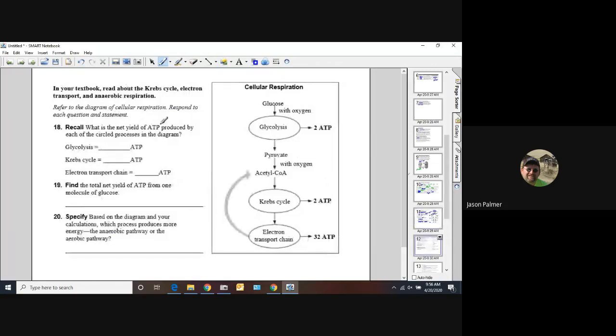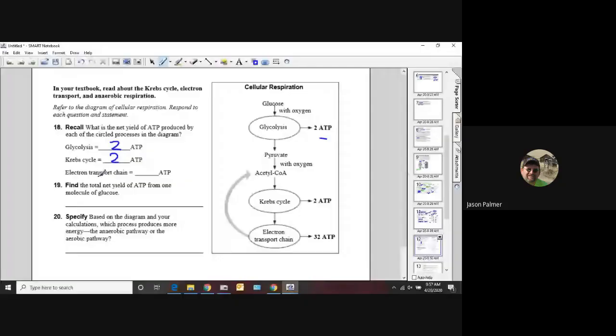What is the net yield of ATP produced by each of the processes in the diagram? Glycolysis, so we got 2, Krebs cycle 2, and we get 32. So the total yield is 36. Based on the diagram and your calculation, which process produces more energy, the anaerobic pathway or the aerobic? And it's pretty obvious. Down here, this is the aerobic.